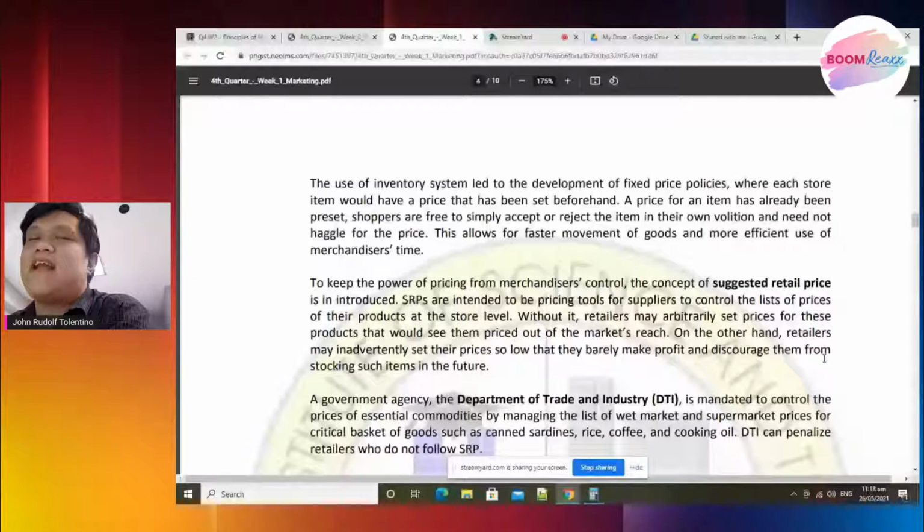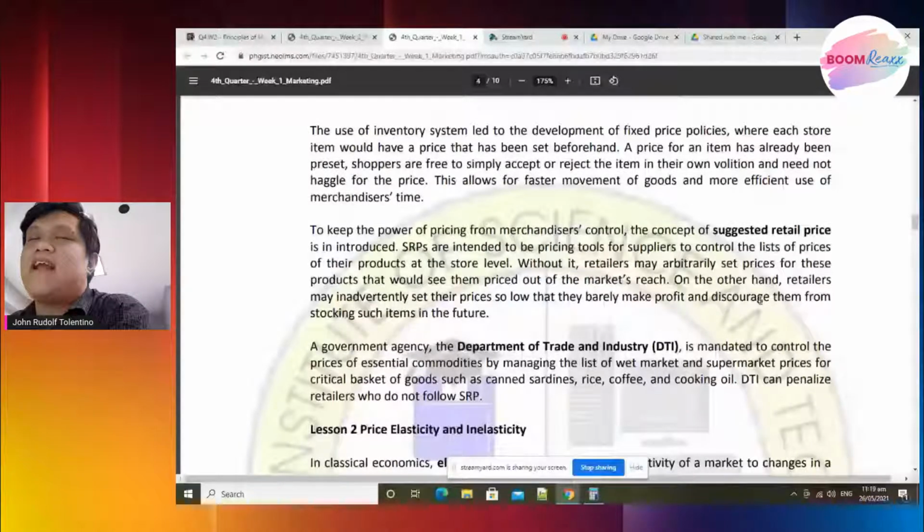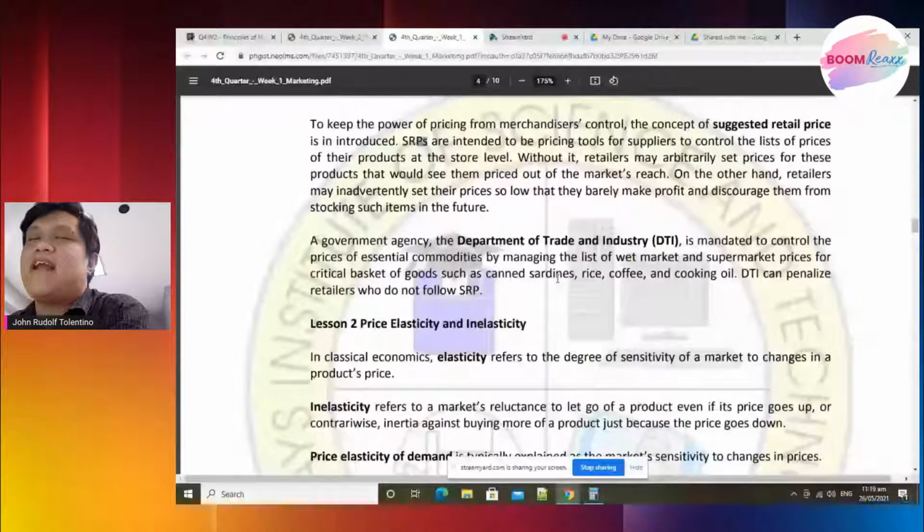Mga ganyan. Okay, so next natin is to keep the power of pricing from merchandisers, control the concept of suggested retail price. So yun yung para makapag-set ka ng price sa mga product mo, maglalagay ka ng SRP. SRP is conducted by, of course, the management, the marketing, and also the financial officer ng company, and of course dumadaan yan sa analytics na mga people na involved in terms of the pricing. And it's also part of the government kasi because of tax. Okay, lalo kapag masyadong malaki yung product or mahal yung product, magse-set talaga sila ng tax for it.